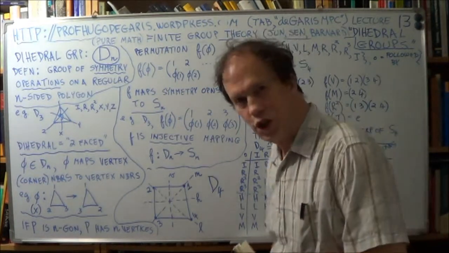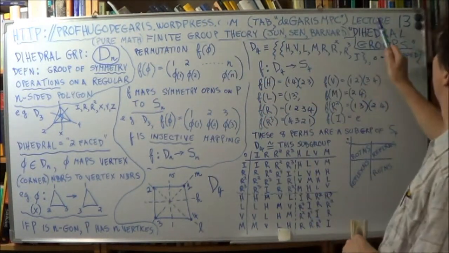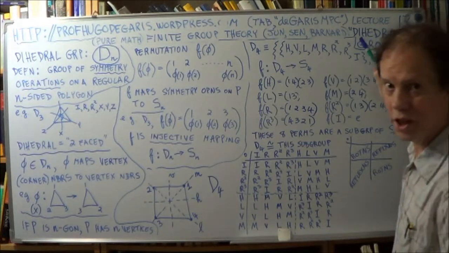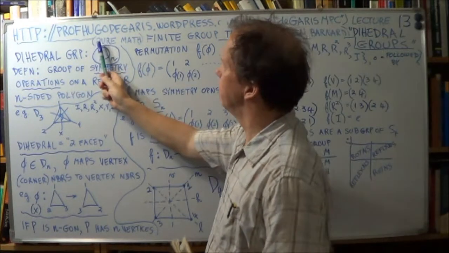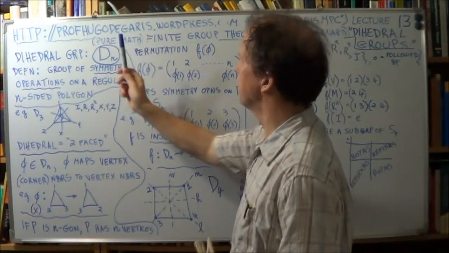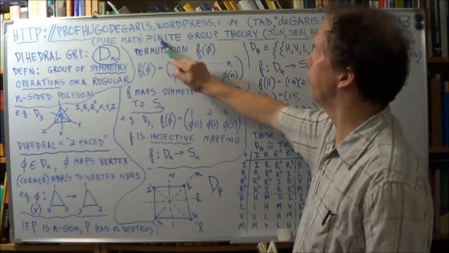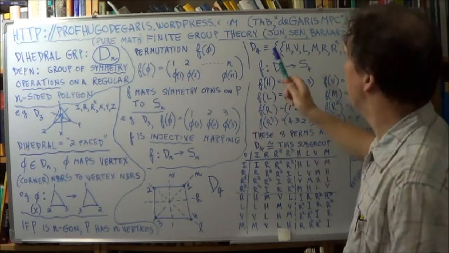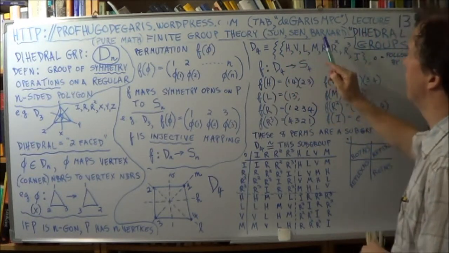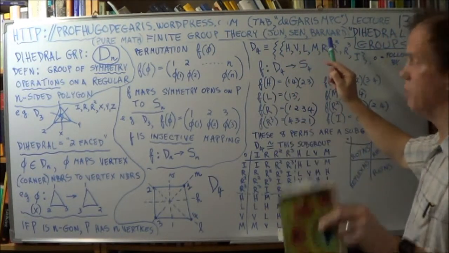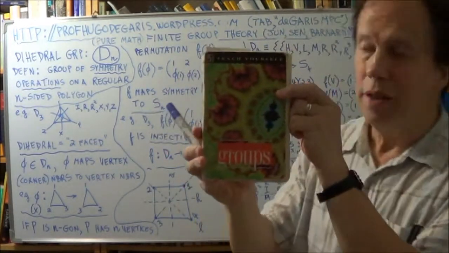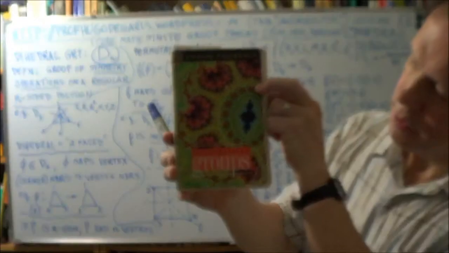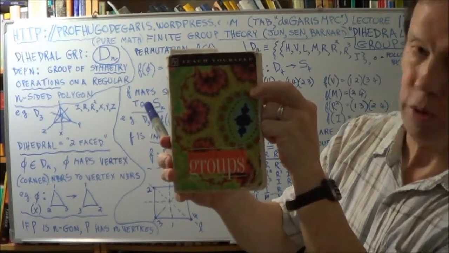This is lecture 13 on dihedral groups. It's a part of a pure math course on finite group theory at junior and senior level. And the first author of the text that I'm using is Barnard. And here's the text. It's in the Teach Yourself series called Mathematical Groups.